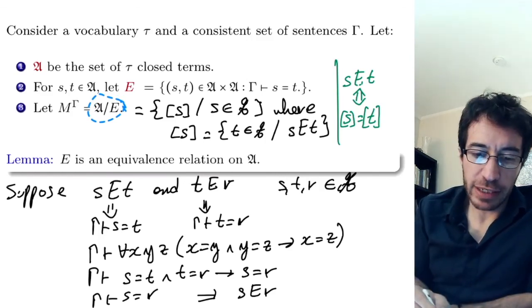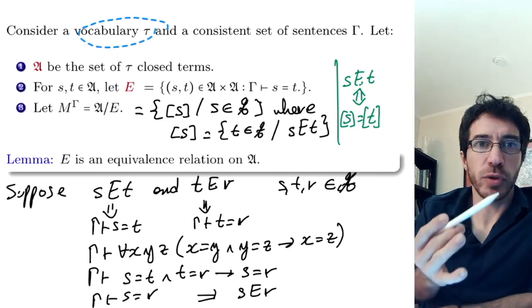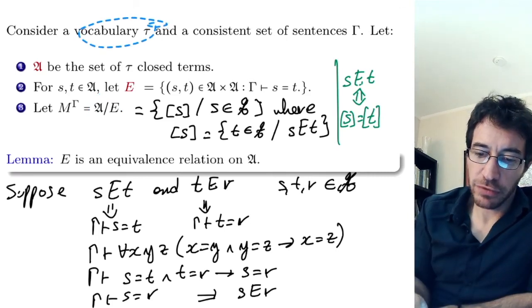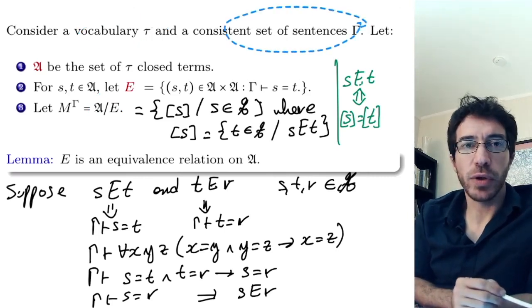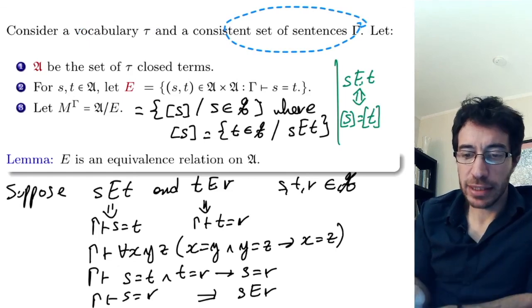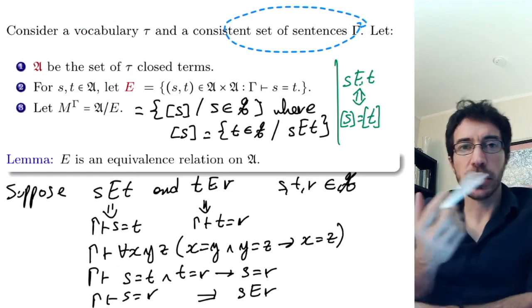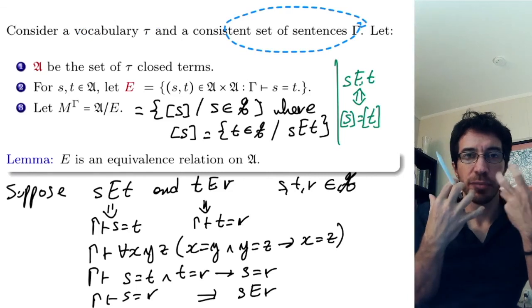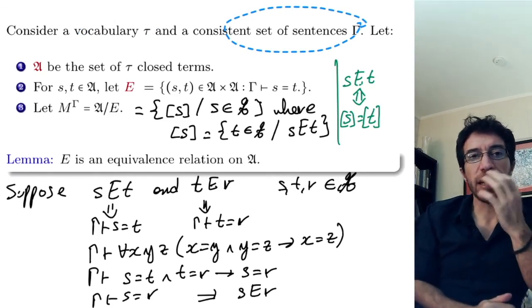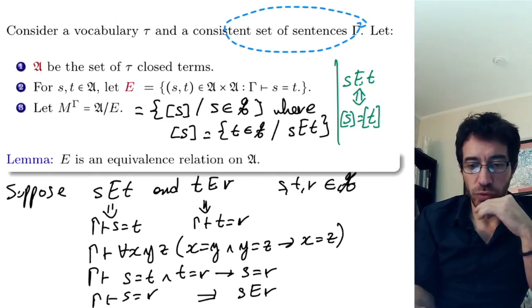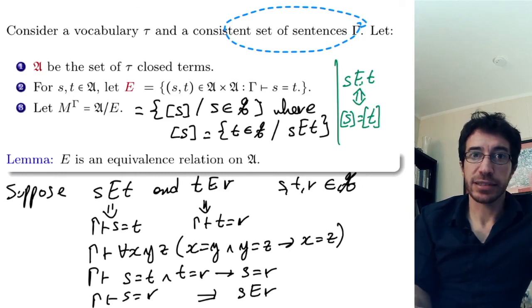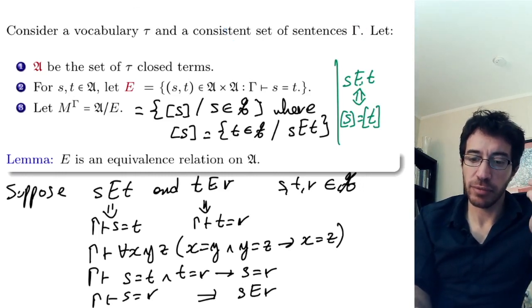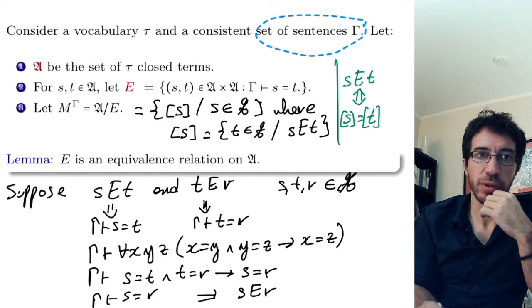Good, so we have that given a vocabulary, we can build a set of closed terms. If we have a set of sentences, we can look at which terms this set of sentences proves are equal, and then we do the quotient essentially to make them equal. So that means we now have a method to build a structure essentially from a set of sentences and a vocabulary.